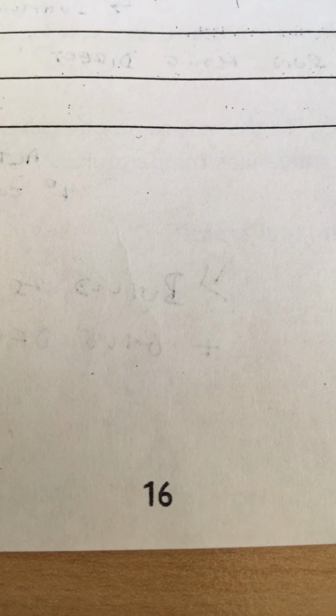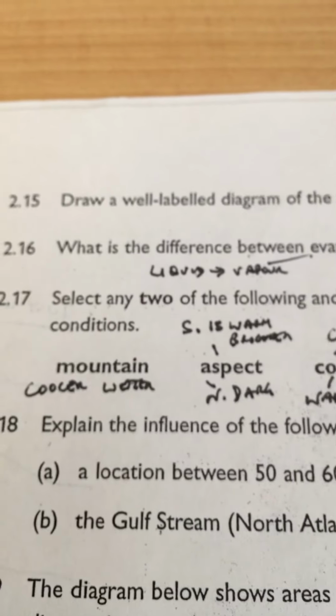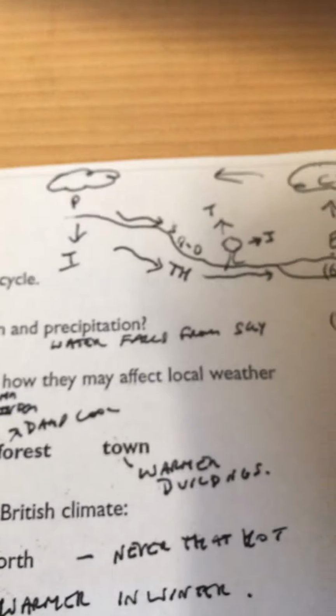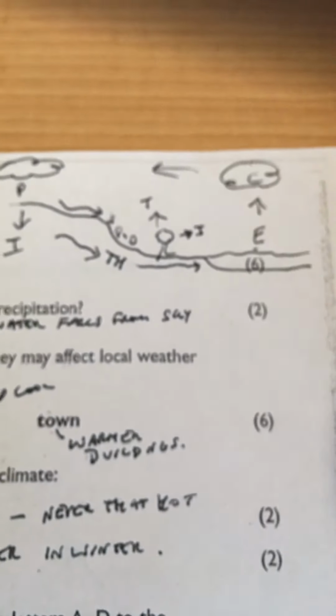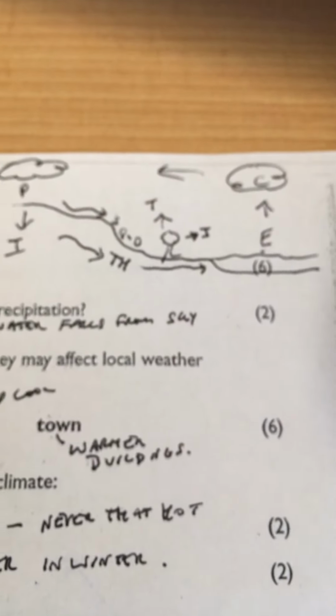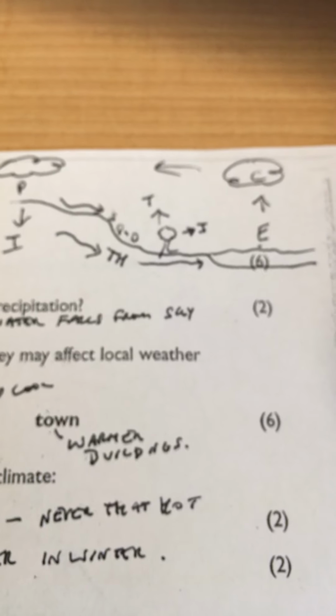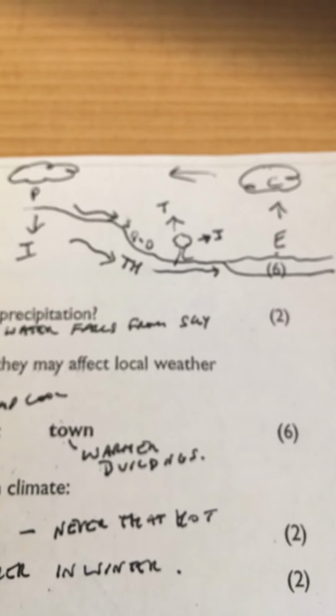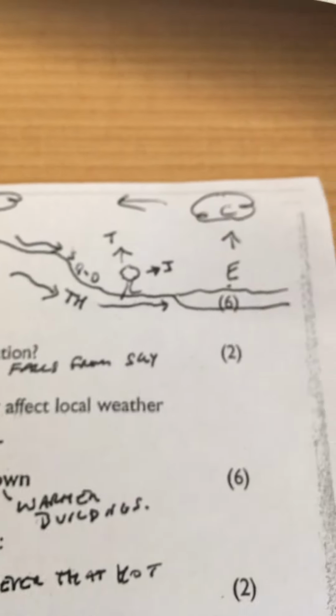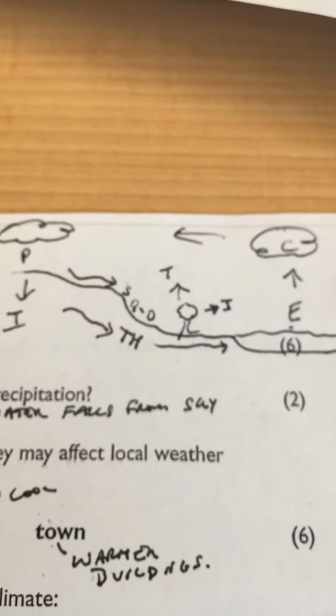Okay, on to the last couple of pages, page 16 now. And up here, the question is: draw a well-labelled diagram of the water cycle. At this moment, please do not annoy your family by starting to sing the water cycle song or the water cycle rap. Just get on with a decent labelled diagram.